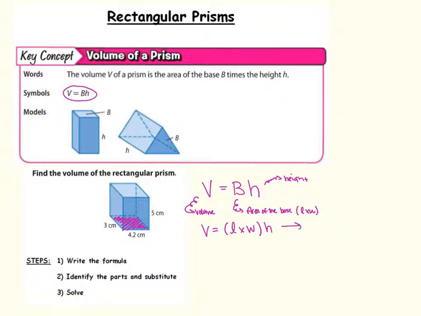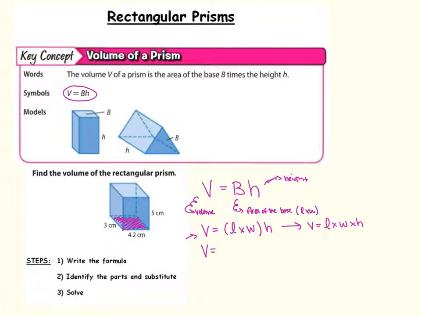So some of you might have already seen it like this, which is essentially the same thing. By writing it this way, we're just trying to get you to see that the bottom of the prism is in fact a rectangle. Okay, so now let's go ahead and identify the parts.